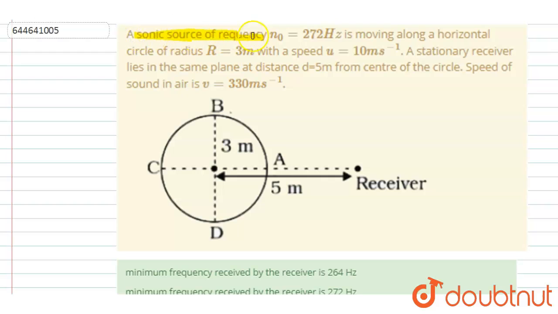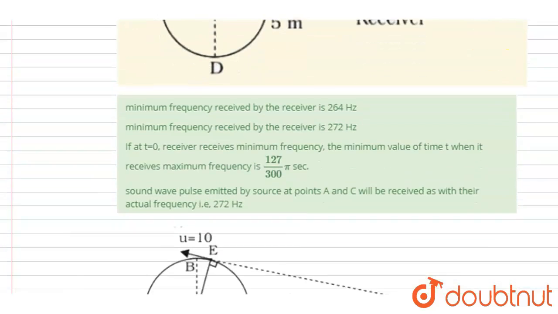Hello everyone. A sonic source of frequency N0 equals 272 Hz is moving along a horizontal circle of radius 3 meter with a speed of 10 meter per second. The stationary receiver lies in the plane at a distance of 5 meter from the center of the circle. The speed of sound in air is 330 meter per second. Then you have to check out of A, B, C, D which option is the correct one.